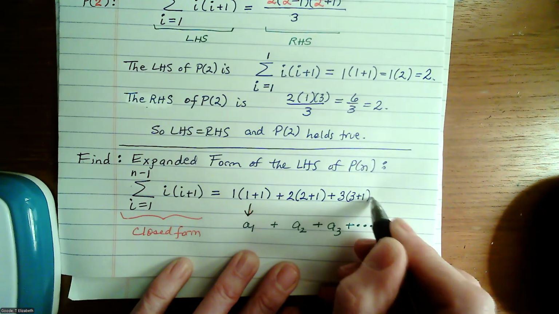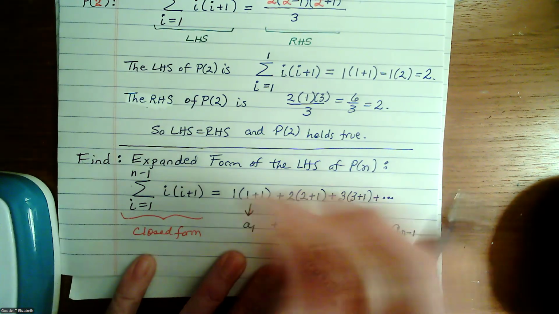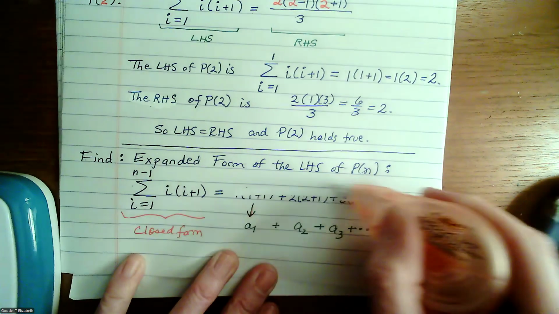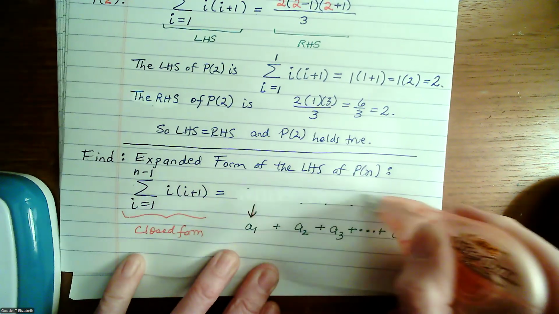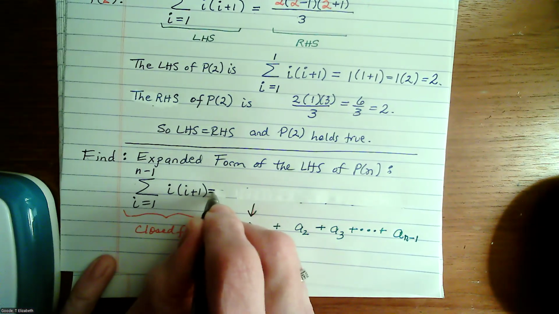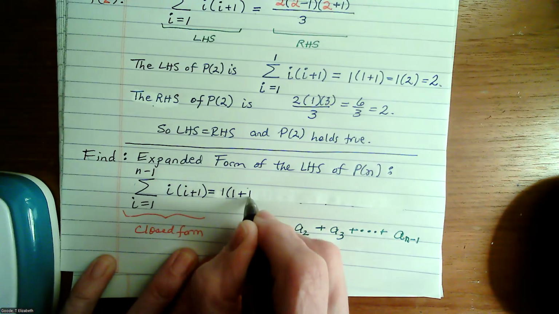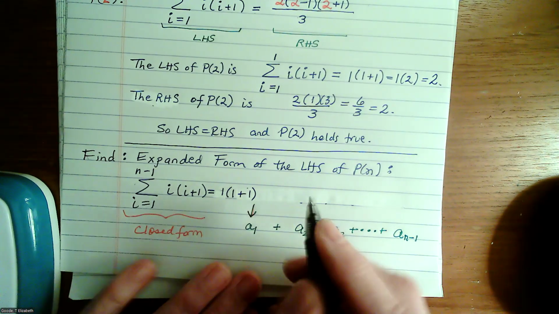Great. I had a question. At some point I'm going to run out of room. At some point, I think it's called an ellipsis, the three dots. At some point, it becomes n, and then it becomes n minus 1, and we're finished.